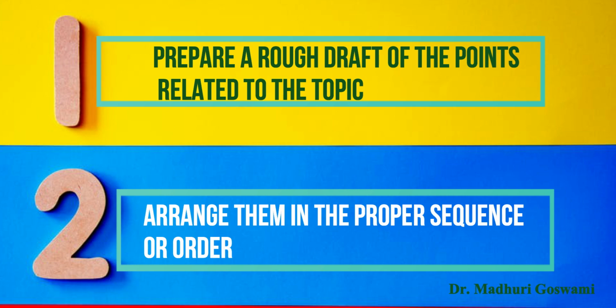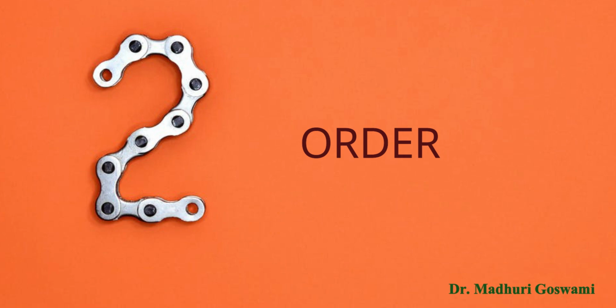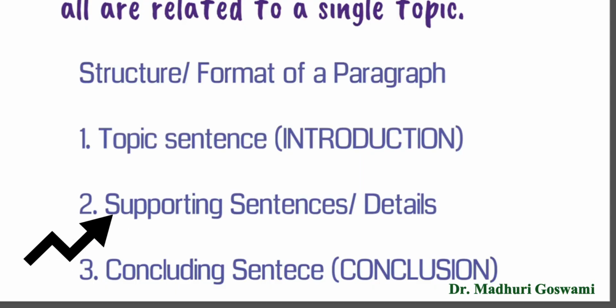और यह रफ ड्राफ्ट की एक्सरसाइज आपको सेकेंड पॉइंट के लिए भी हेल्पफुल है, जो कि है ऑर्डर. So the second characteristic of a good paragraph is that it should have an order. Now, what is this order? This order refers to the way you organize your supporting sentences. Now, what are these supporting sentences?